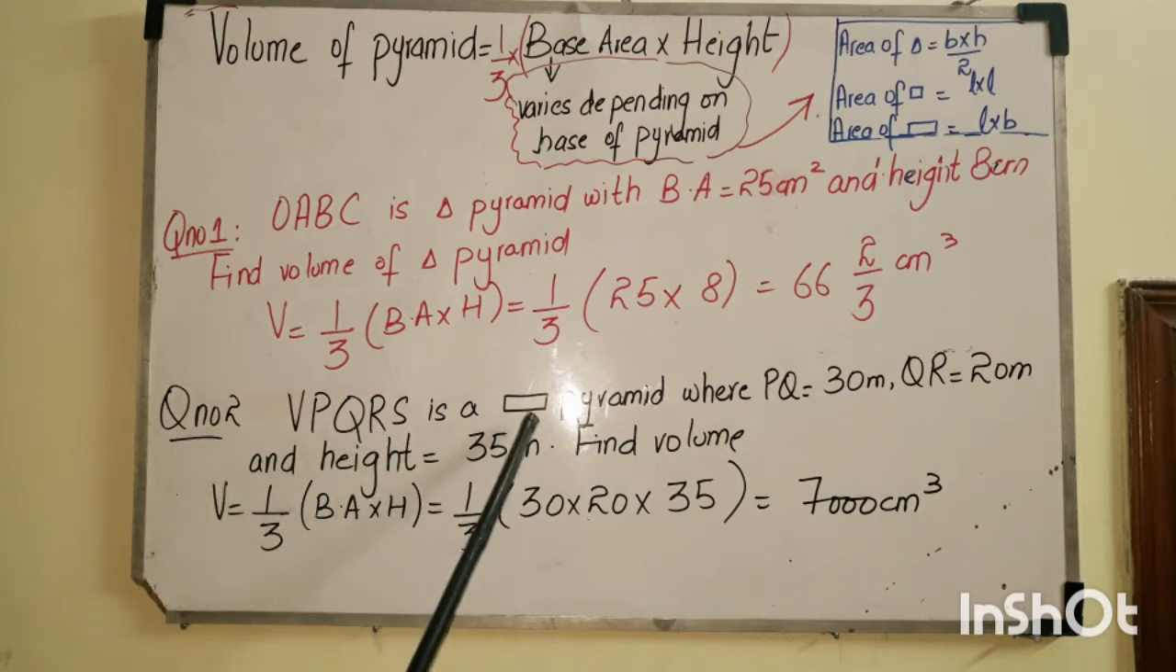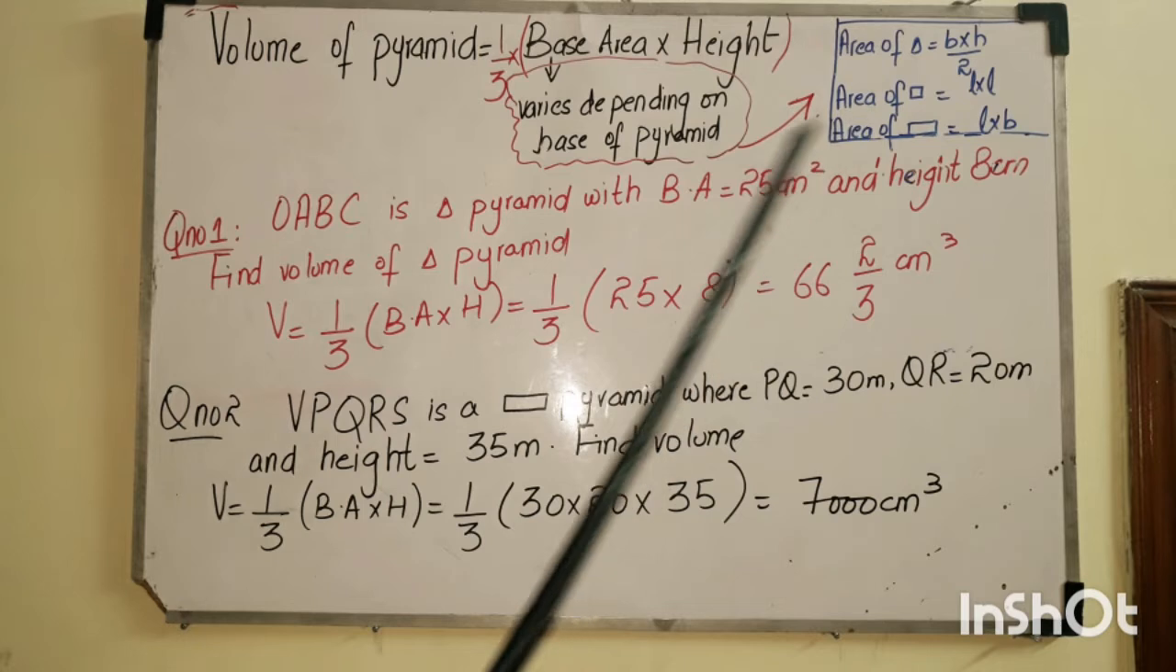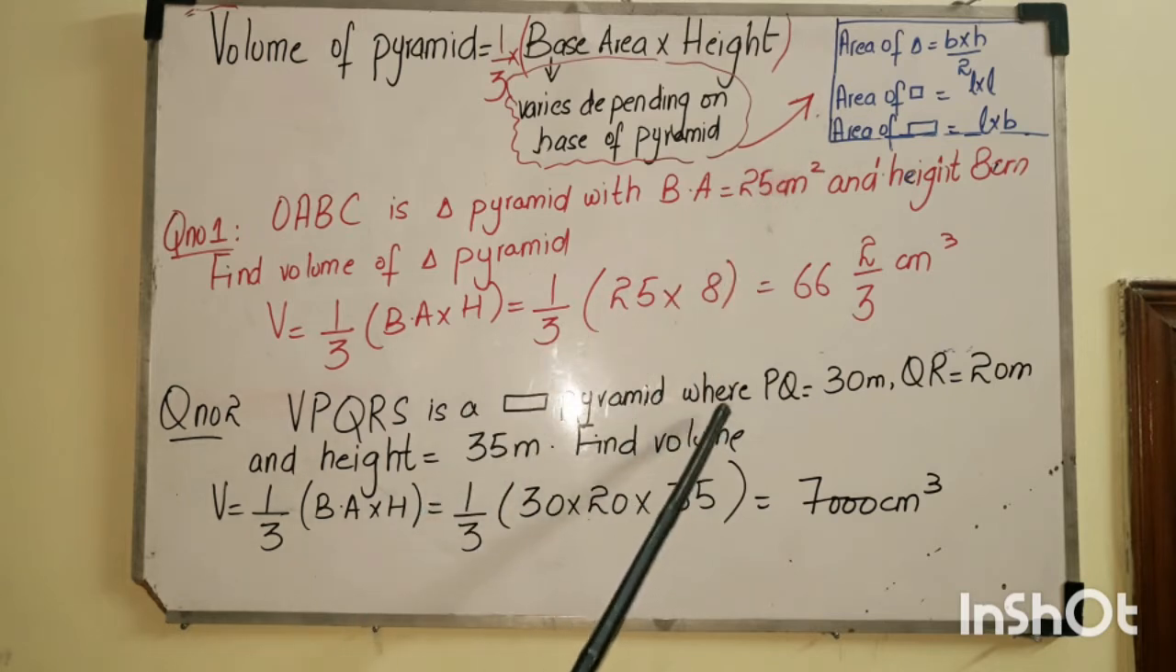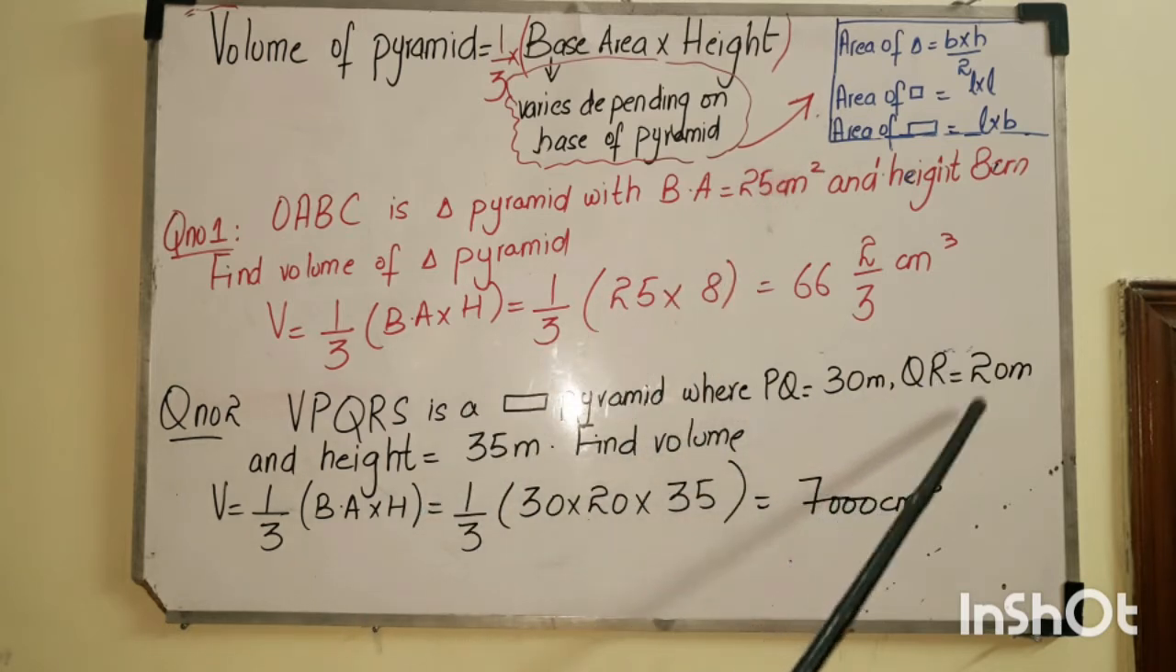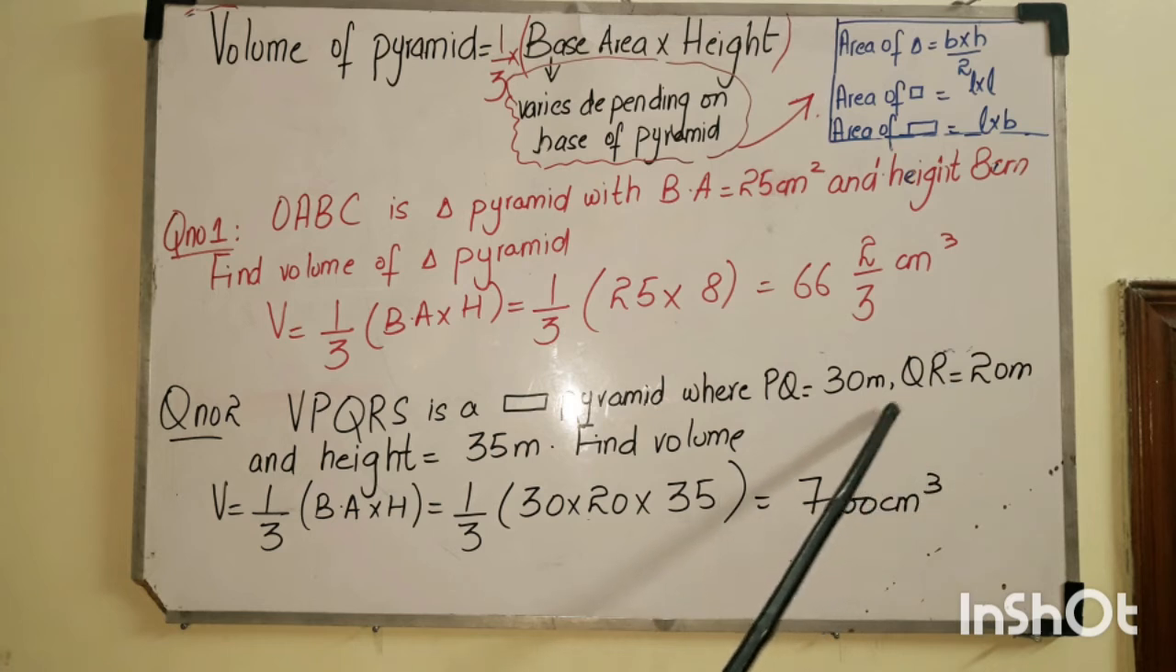VPQRS is a rectangular pyramid. Here, if I do not give you the base area, which formula are you going to use for the base area? This is the third one, length multiplied by breadth. But read the question, where PQ is equal to 30 meter, QR is equal to 20 meter. These are the dimensions of the rectangle which have been given, and the height is 35 meter.